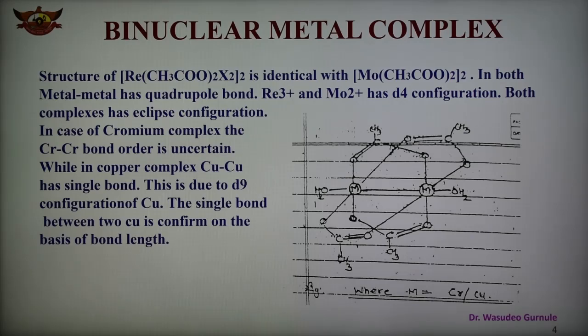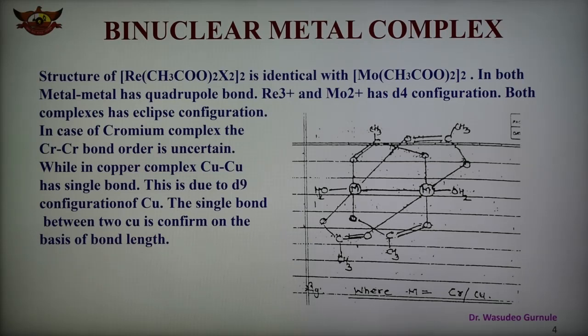In the case of chromium diacetate with aqua water, the chromium bond order is uncertain, while in the case of copper, the copper has a single bond. This is due to the d9 configuration of copper. The single bond between two copper atoms is confirmed on the basis of bond length.